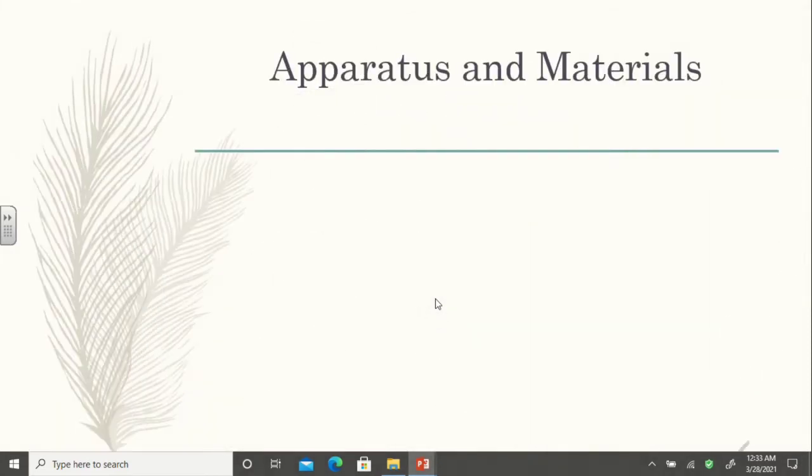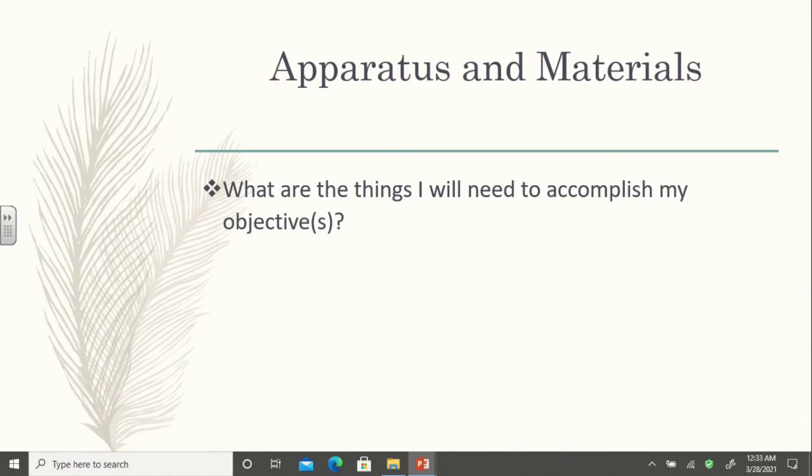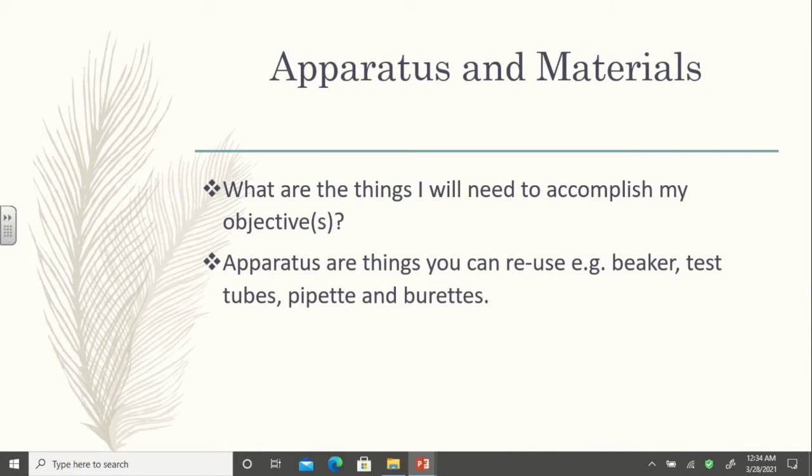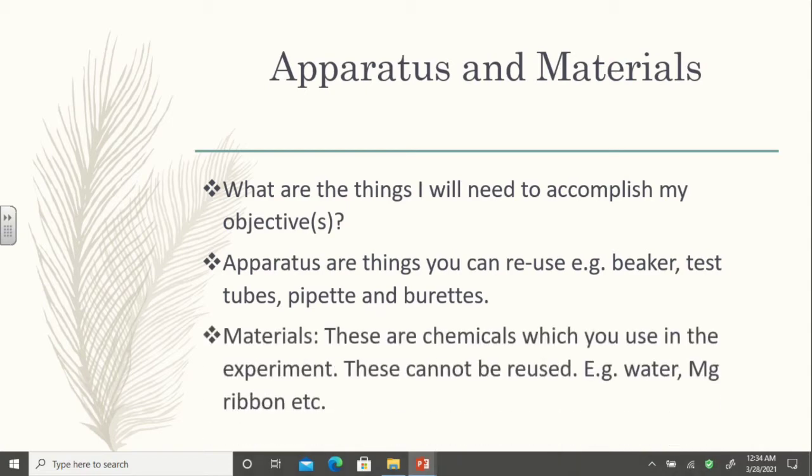Next thing now, it's your apparatus and materials. So these are, of course, the things that you're going to need to accomplish your objective or objectives. Just to say that your apparatus are things that you can reuse. So you could reuse a beaker, thermometer, a burette, pipette filler, etc., etc. But then your materials are chemicals really that you cannot reuse, like water and your hydrochloric acid, your magnesium ribbon. So you need to have these things in your lab when you're writing it up.